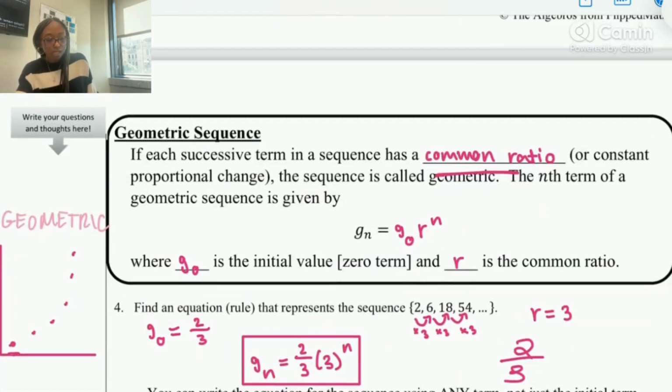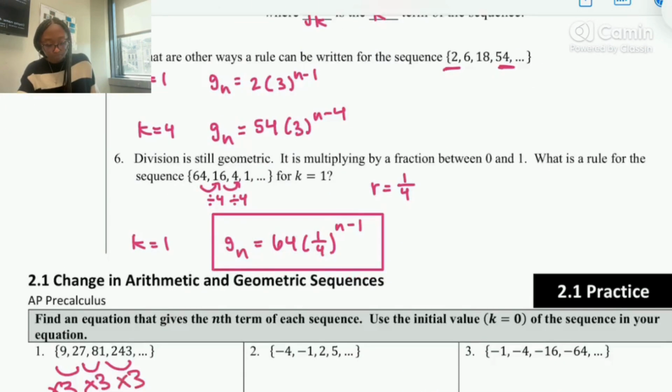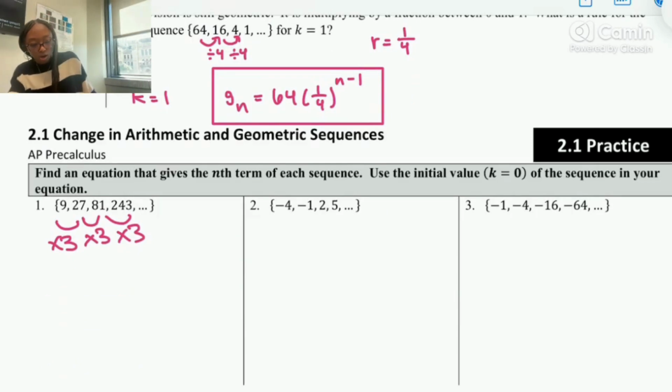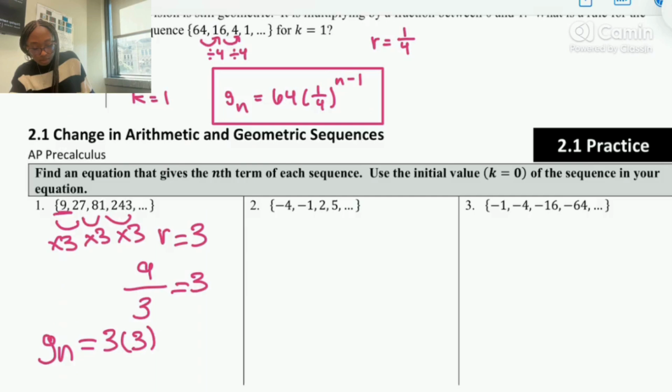So the equation for that is g of n equals g0 times the ratio to the power of n. So to find our 0th term, we're going to take 9 and divide it by 3. So 9 divided by 3 is going to give us 3 as our 0th term. We also know our ratio, r equals 3, because we're multiplying by 3 each time. So our equation, when we plug everything in, g of n will equal 3 times 3 to the power of n.